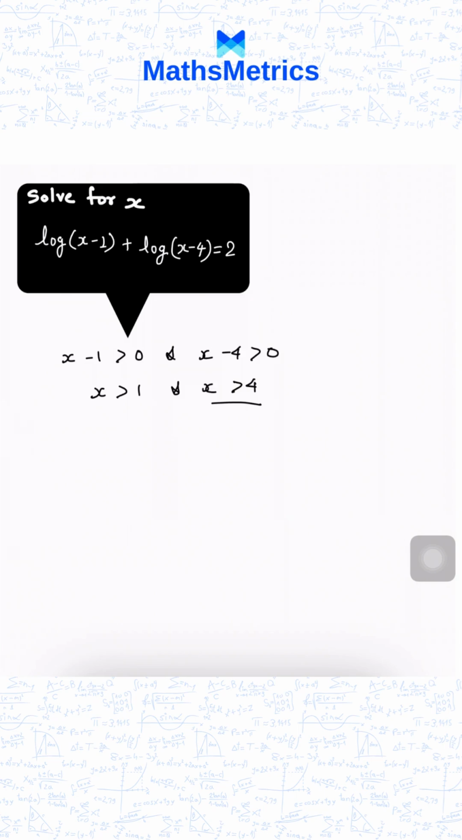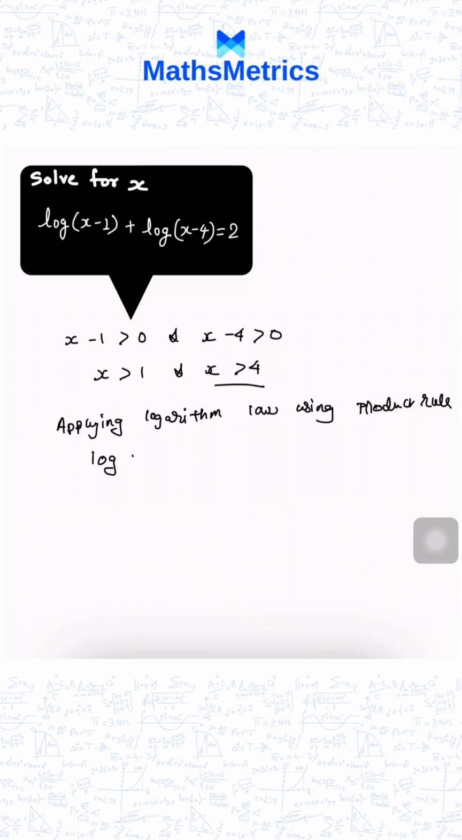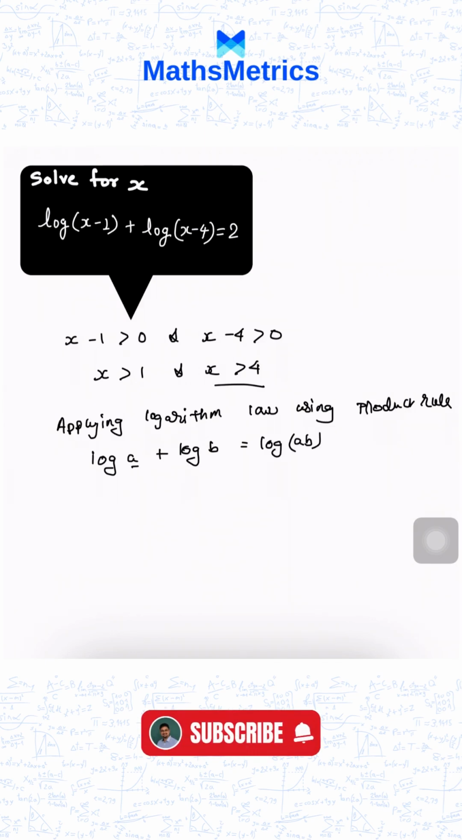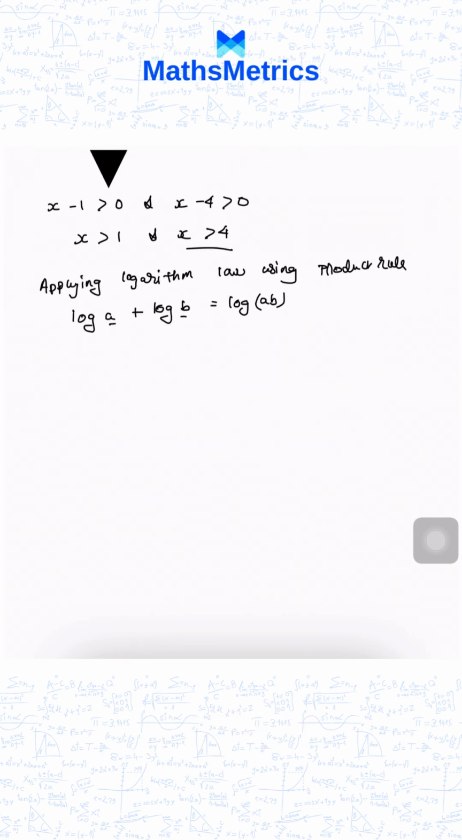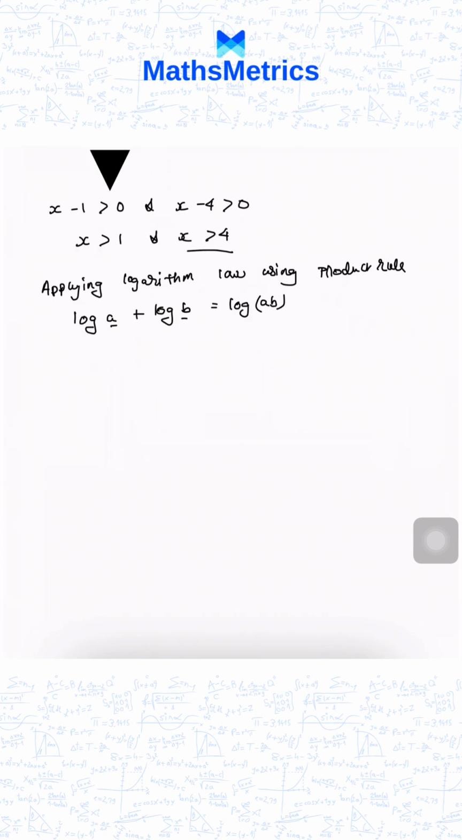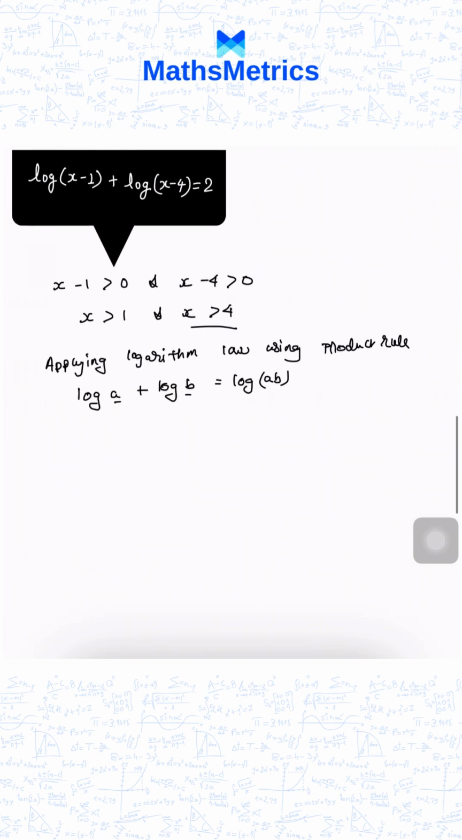So let's apply logarithmic law using the product rule. The rule says log a plus log b equal to log ab. Applying this to our equation, log of (x minus 1) into (x minus 4) equal to 2.